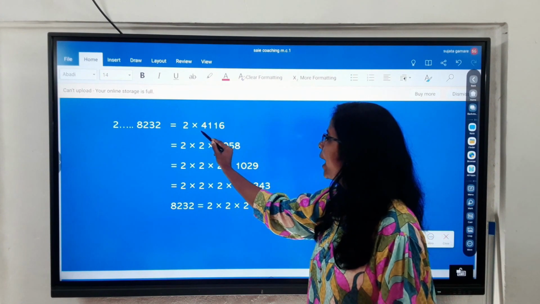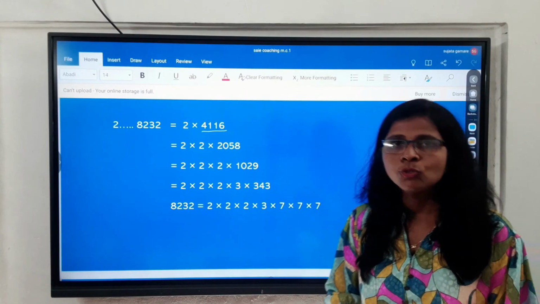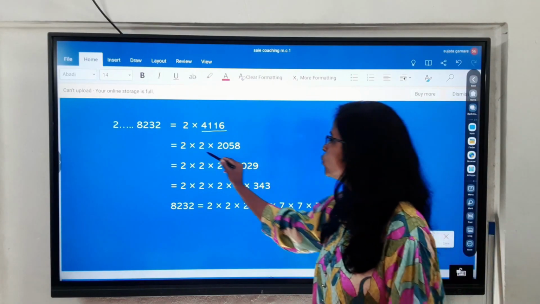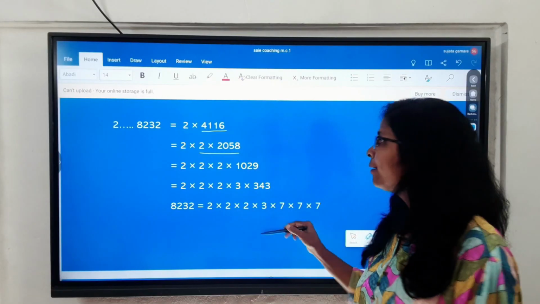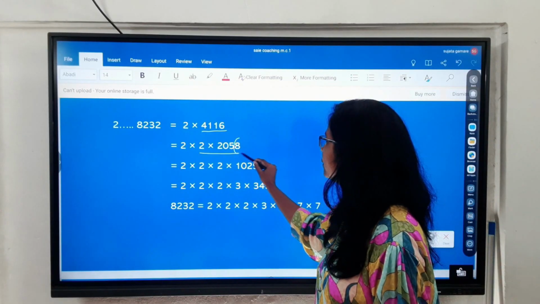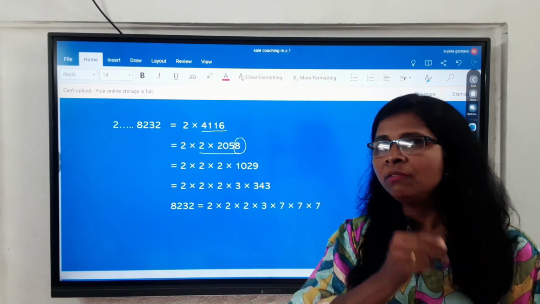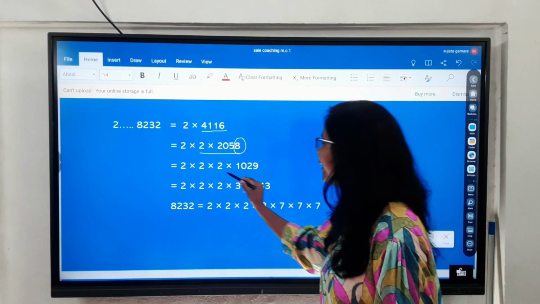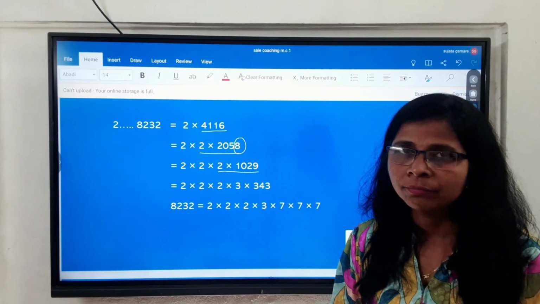So here, 2 multiplied by 4,116. Now at the unit place of this there is a 6, so it is also divisible by 2. So the factor of this number is 2 multiplied by 2,058. Again I see the unit place number, which is divisible by 2. So this number is divisible by 2, and we take the factor 2 into 1,029.